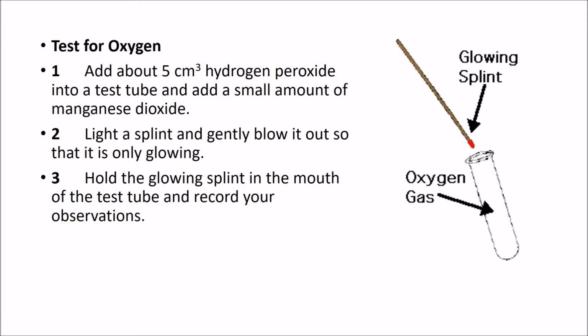So what we do is we light a splint, so it's on fire, and then we blow it out. And what you notice with this lit splint is that it's still glowing. So it's got a glowing splint. You then put the glowing splint into the mouth of the test tube.